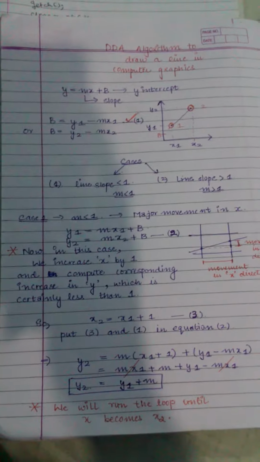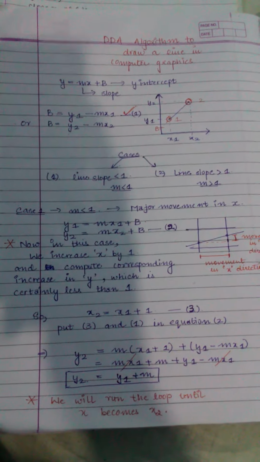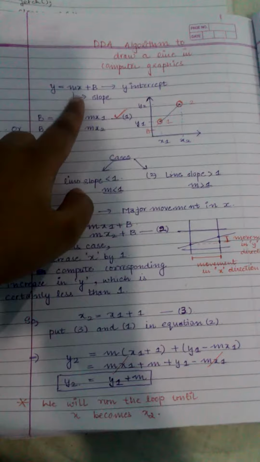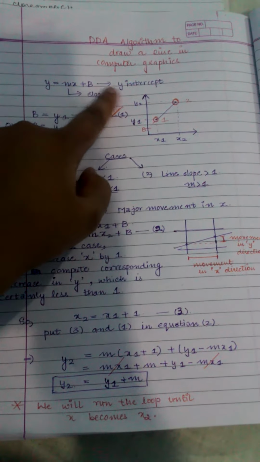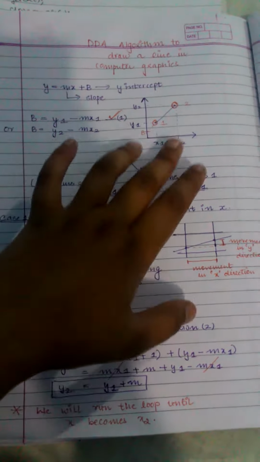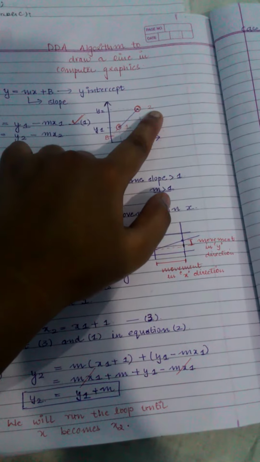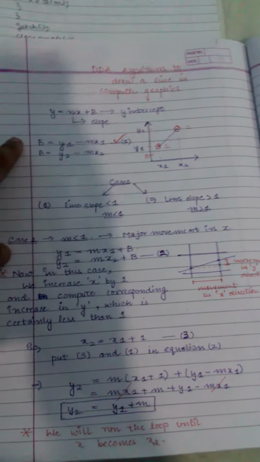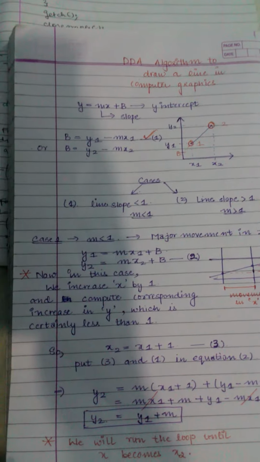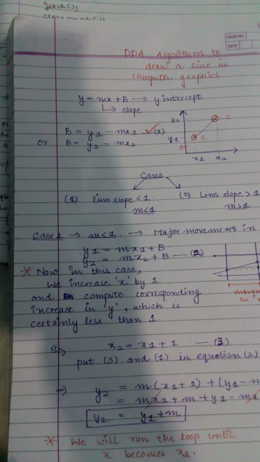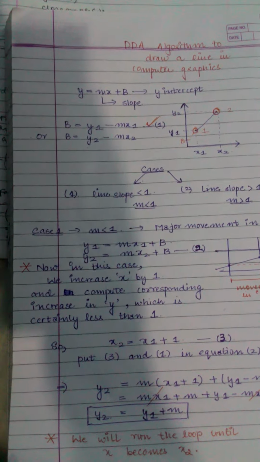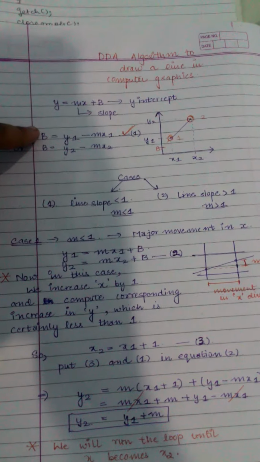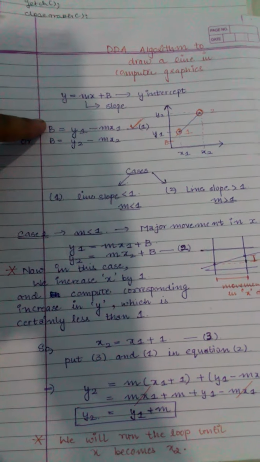Okay, so you guys are already familiar with the line equation y = mx + b, where m is the slope of the line and b is the y-intercept. Let's say this is the line where 1 is the initial point, 2 is the final point. Let's say 1 is (x1, y1) and 2 is (x2, y2). From this we can get the value of the y-intercept, that is b = y1 - mx1, or we can otherwise use b = y2 - mx2. I am using the first one, that is b = y1 - mx1.